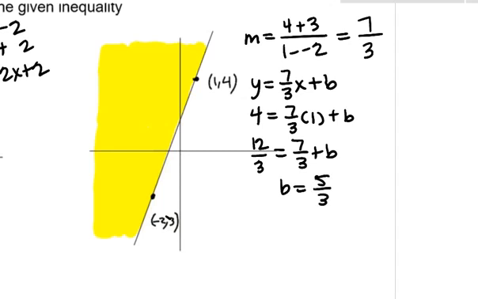Since this is a solid line right here, I know it's going to be greater than or equal to because it's shaded above and it's a solid line. So I'm going to have y is greater than or equal to 7/3 x plus 5/3.